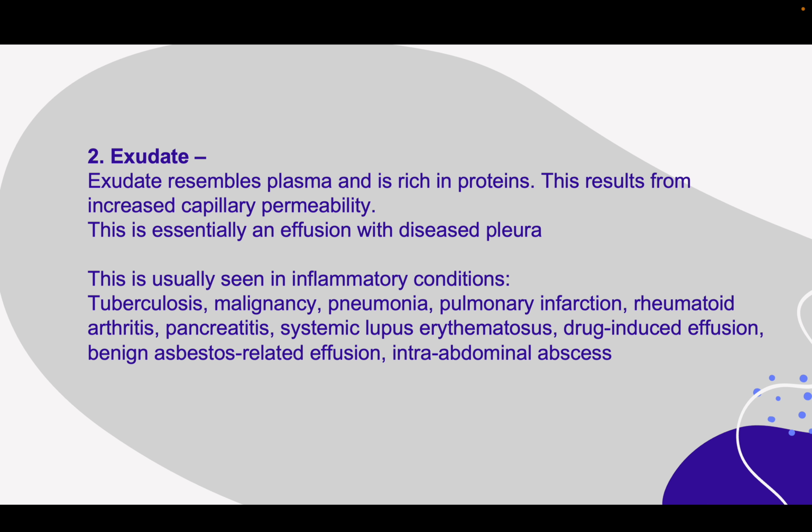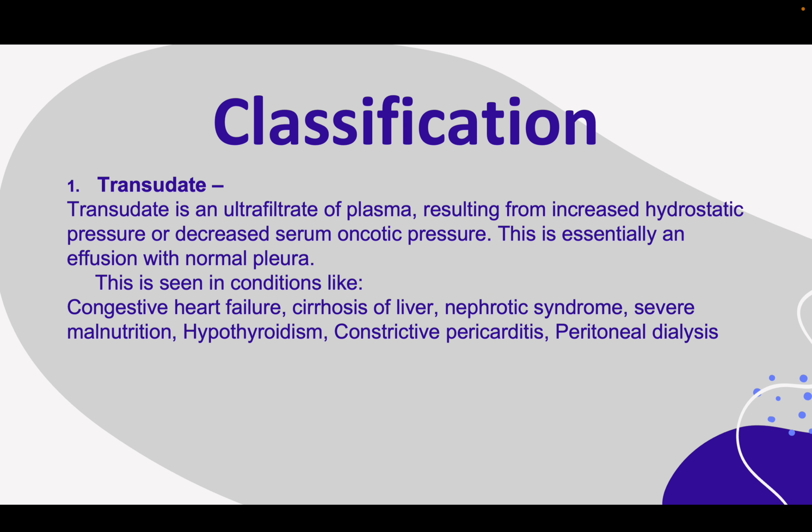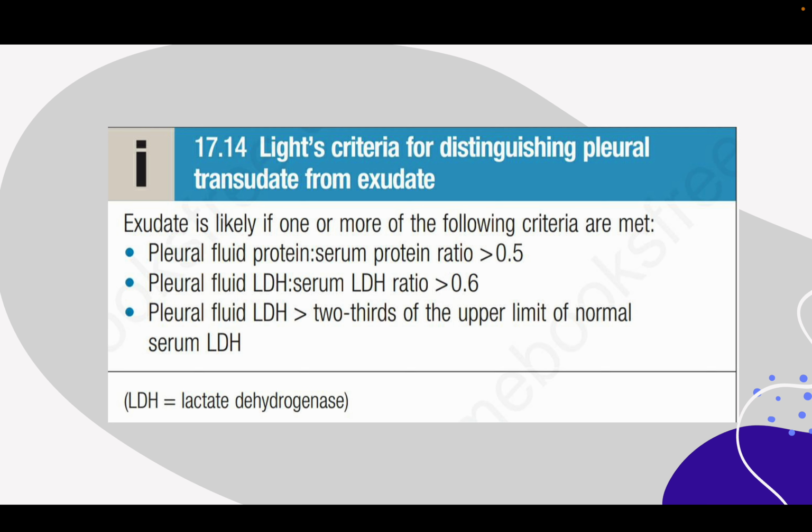Usually exudate is caused by inflammatory conditions like tuberculosis. It can also be caused by malignancy, pneumonia, pulmonary infarction, RA, pancreatitis, systemic lupus erythematosus, drug-induced effusion, and other conditions. But transudate is caused by congestive heart failure, cirrhosis of the liver, nephrotic syndrome, severe malnutrition, hypothyroidism, constrictive pericarditis, and peritoneal dialysis.